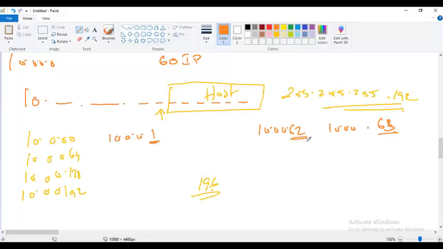We don't need to focus on how many networks we get. In this question, what we need to focus on is that in each network, I need a minimum of 60. So here, first IP 65, broadcast is 127, and last will be 126. Then if you calculate, here also you will get 62 IP. That is what you need to focus on.